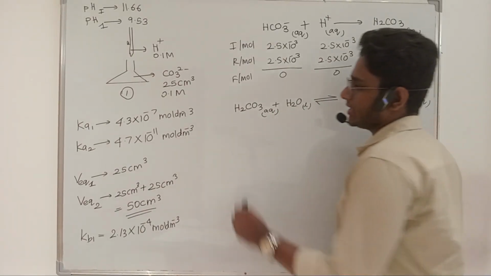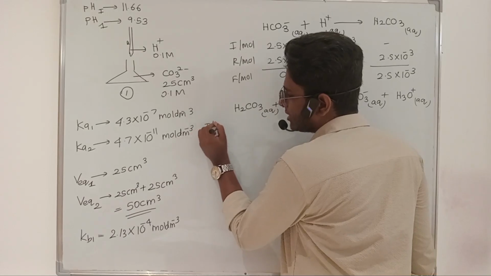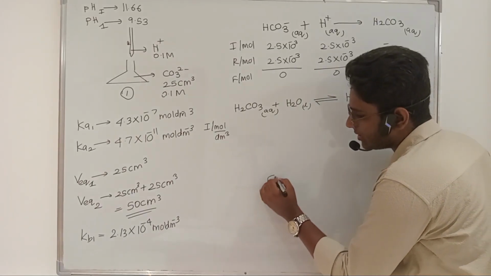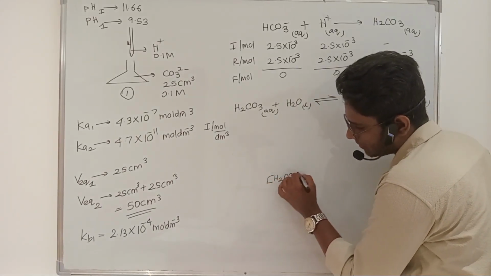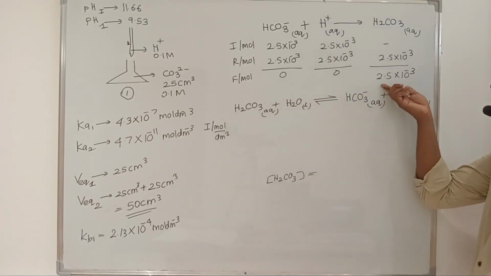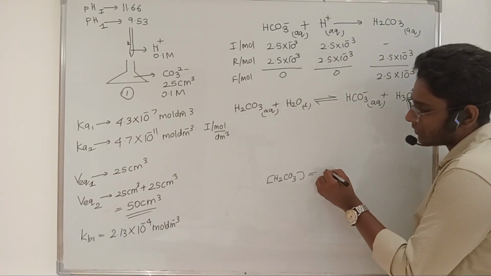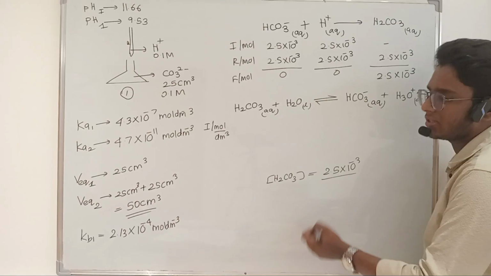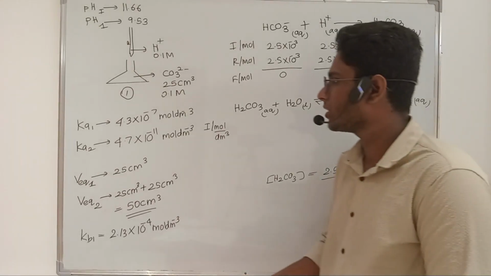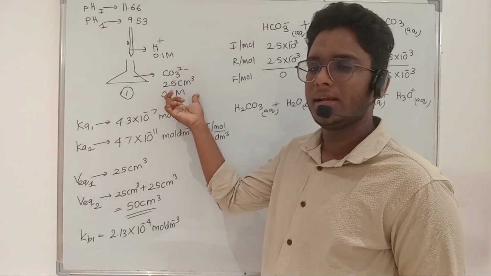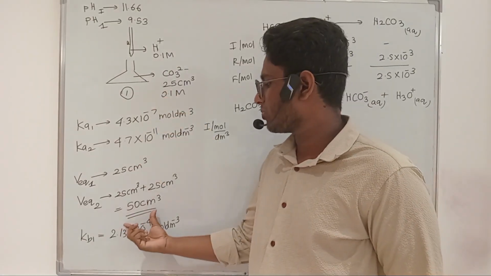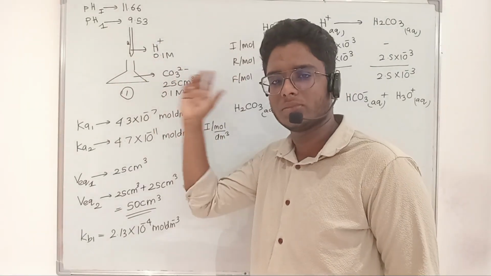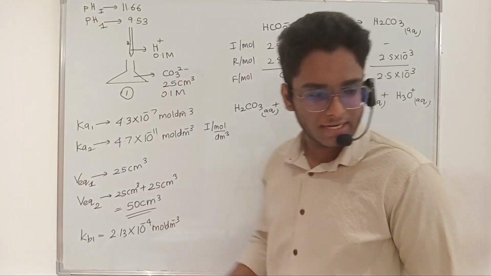Now what is the initial concentration? Initial concentration, not moles. So I'll find the initial concentration of carbonic acid separately. You can see the moles of carbonic acid that is formed: 2.5 into 10 to the power minus 3 moles. To find the concentration, you have to divide by the volume. What is the volume? Initially 25 was there. The second equivalence point is when you add 50 centimeter cube of H plus. 50 you added, 25 was there. What is the total volume? 75 centimeter cube.